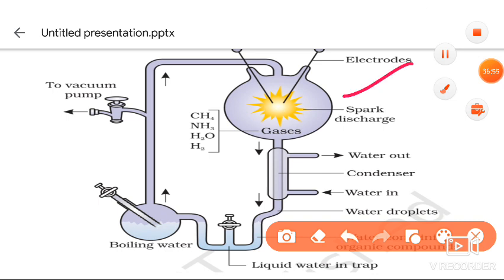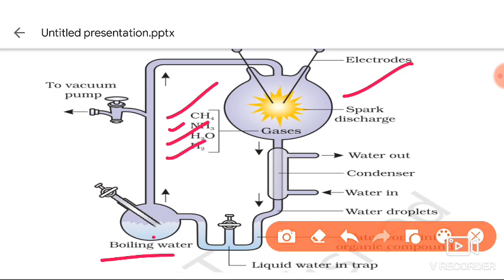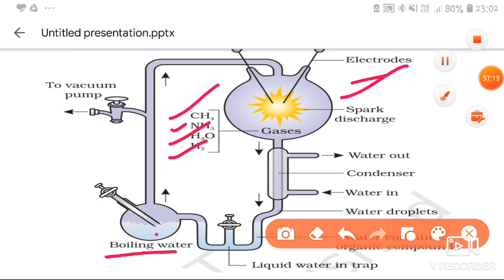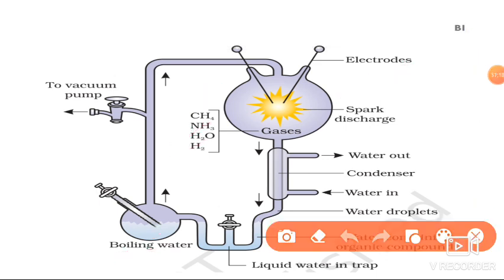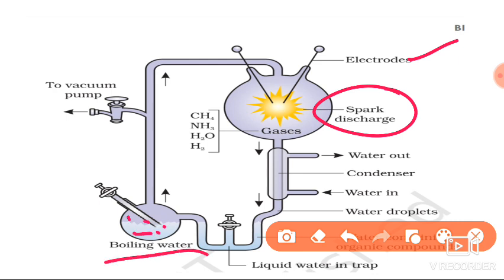Usually they used two flasks. In one flask they used boiling water, and in another flask they used these gases: methane, ammonia, water, water vapor, and hydrogen. And they used electrodes to supply the electric discharge. When the boiling starts, the water becomes vapor and travels to the next flask.